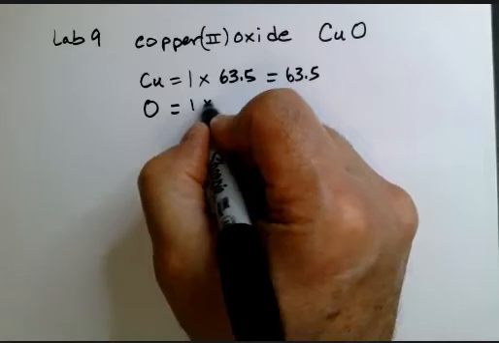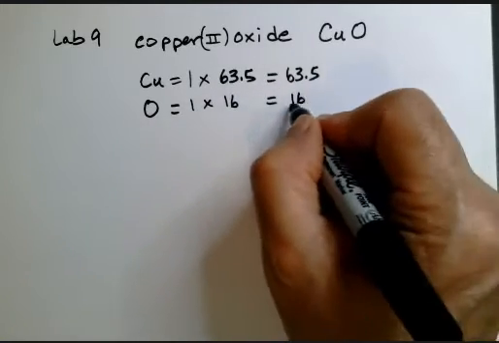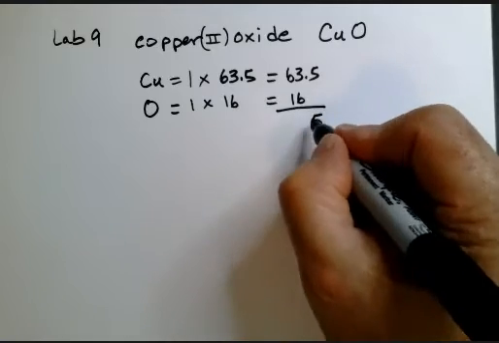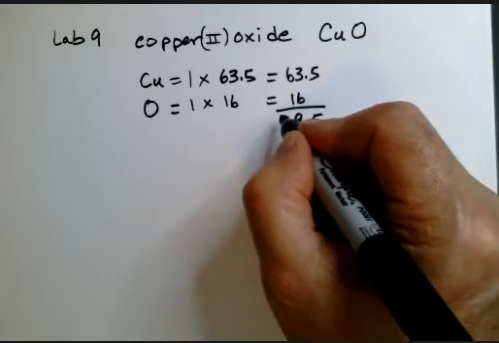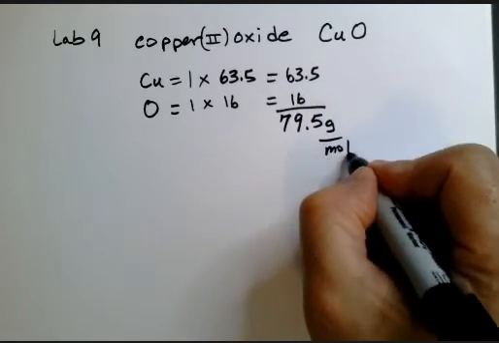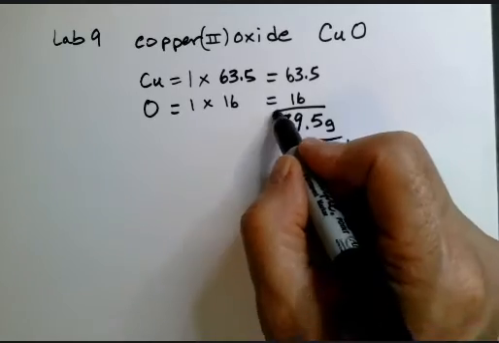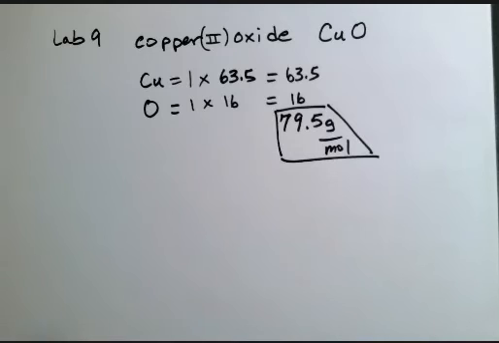And oxygen is 16. So let's add these two together. 5, carry our decimal, 3 plus 6 is 9, 6 plus 1 is 7, 79.5 grams per mole. Muy bien, very good. That is copper 2 oxide, formula weight.